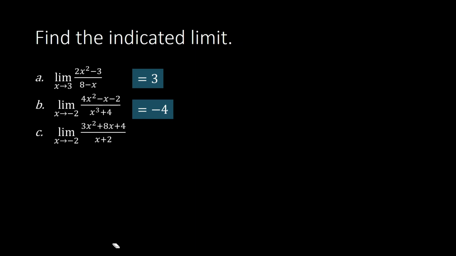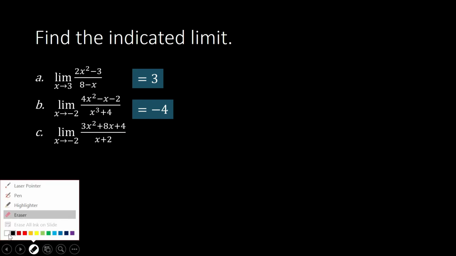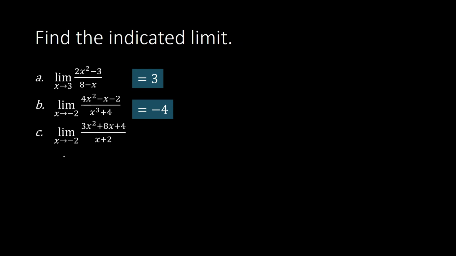Find the limit of 3 times x squared plus 8 times x plus 4 divided by x plus 2 as x approaches negative 2. Well, this one looks like this will give us an indeterminate form. Okay, so let us see.